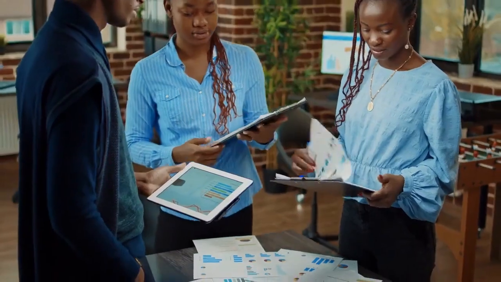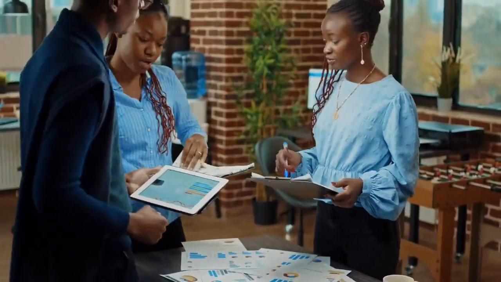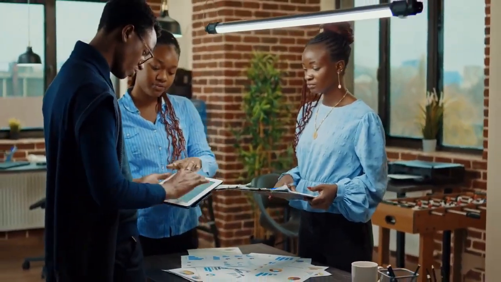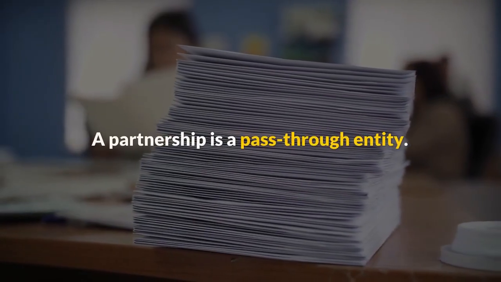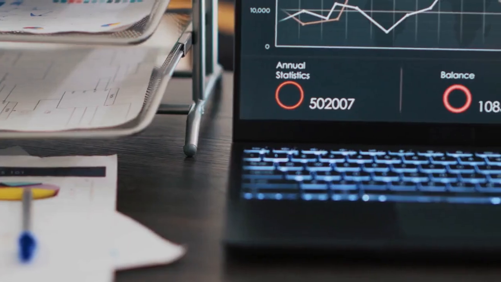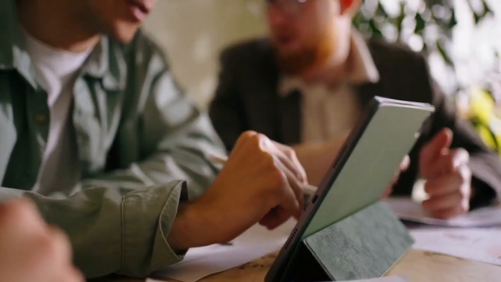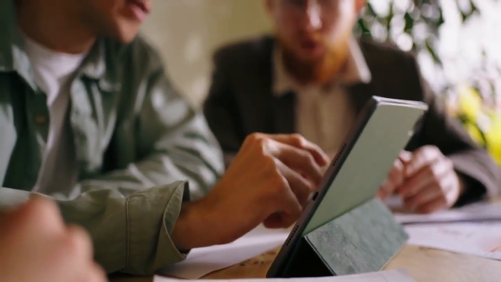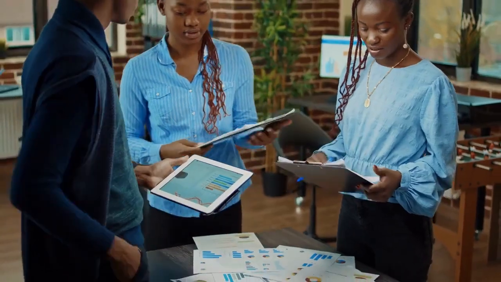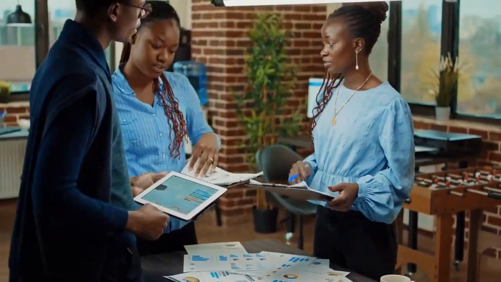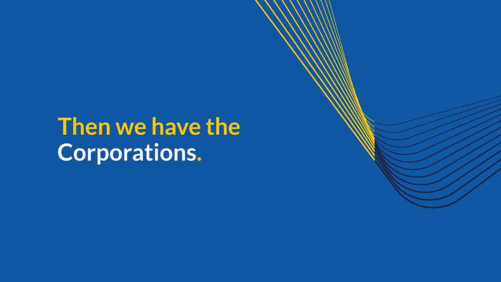Next up is a partnership. This is the classification for a business owned by two or more people that hasn't incorporated. A partnership is a pass-through entity. This means the business itself doesn't pay income tax. Instead, the profits and losses are passed through to the partners, who then report their share on their personal tax returns. Then we have the corporations.